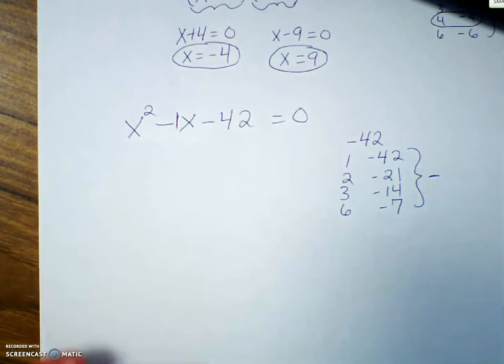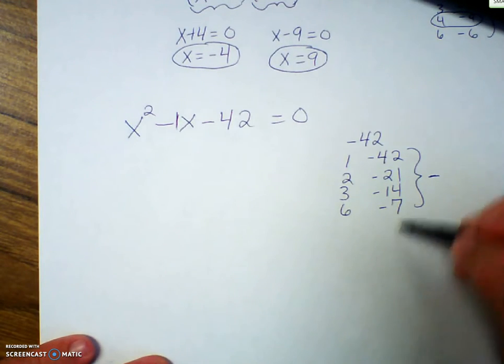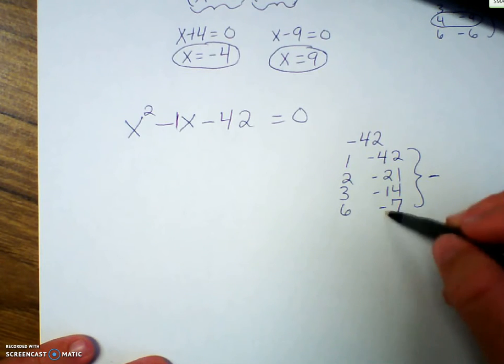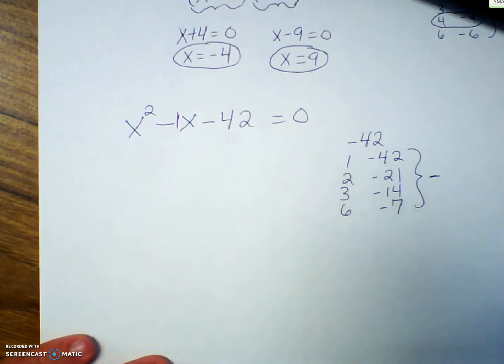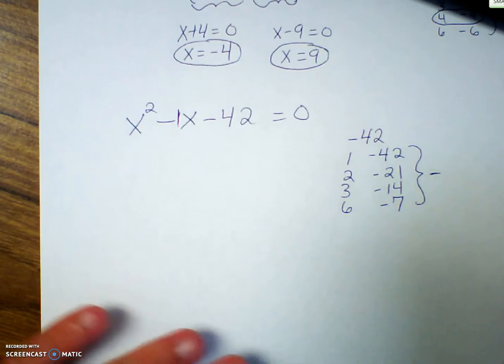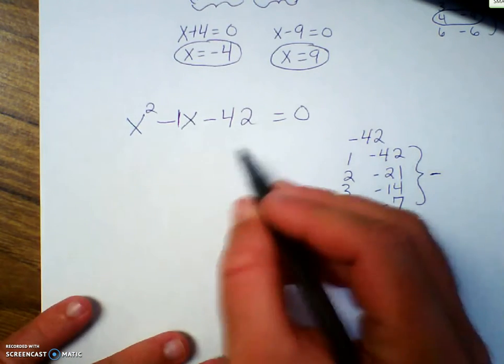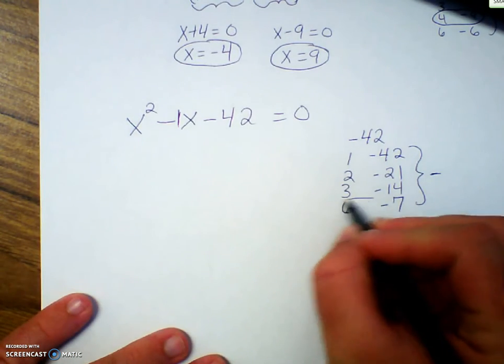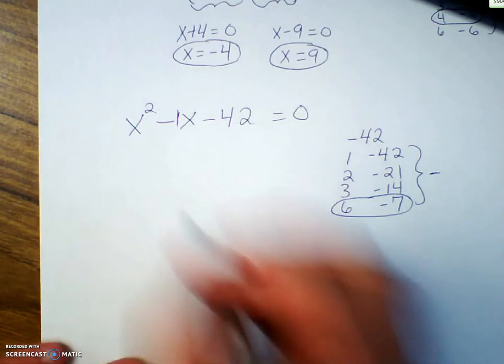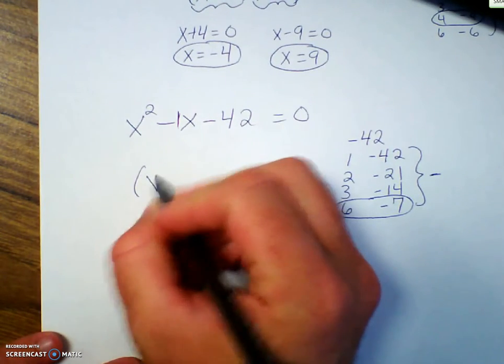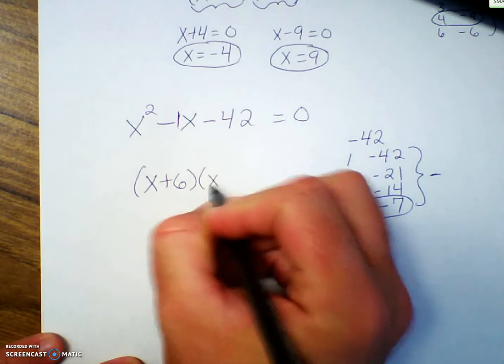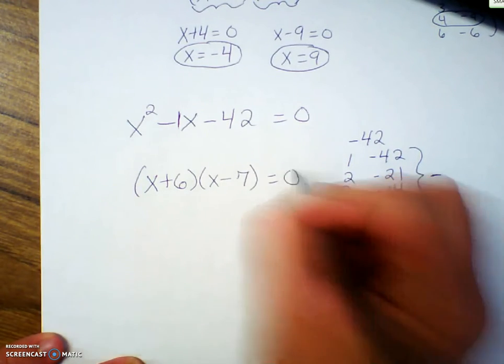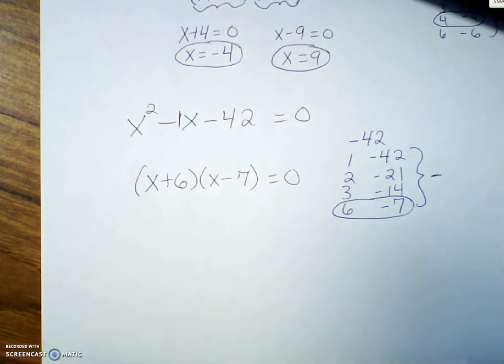Okay? Now you could, if you want to, do what we did in the last part of the video where we list out the factors again, but I don't think you need to do that after you do them a few times. So which ones add to get you -1? That is 6 and -7. So my factors are +6 and -7. Okay, the hard part's done.